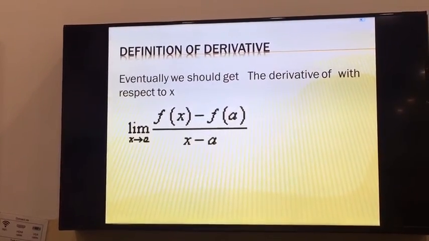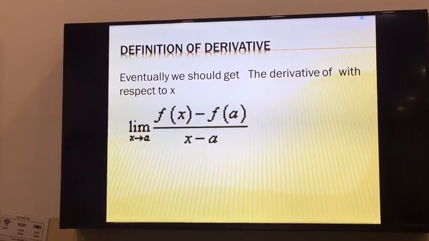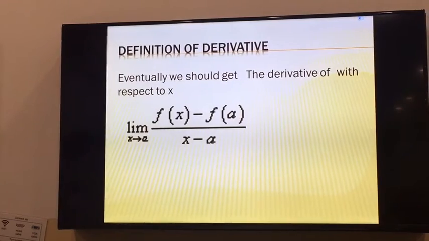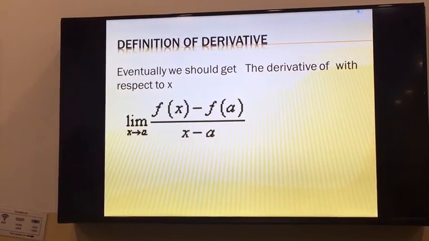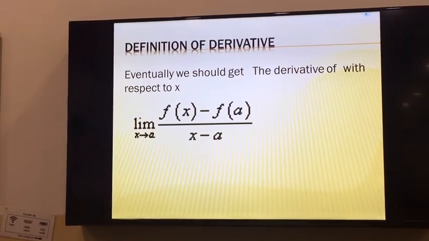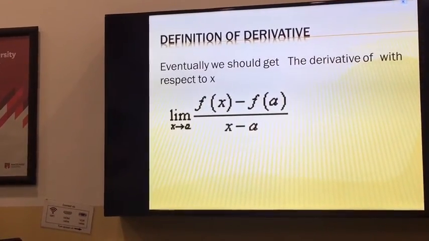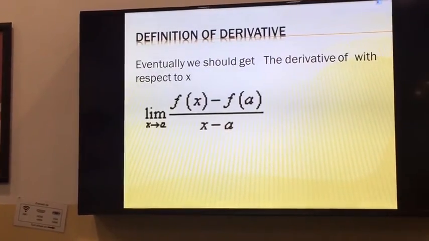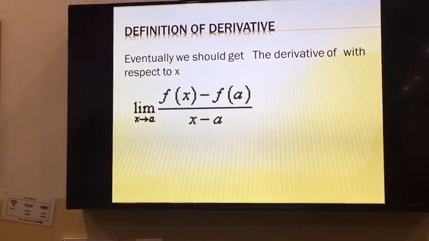Eventually we should get the derivative of f of x with respect to x, like this one. We also saw that with a small change of notation, the limit could be written with x plus h instead of x, because it is a small change, and that's pretty much it.